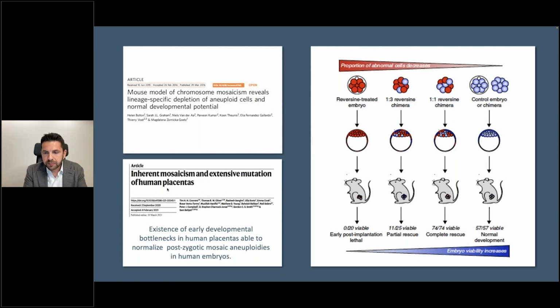And also, as it has been supported by independent evidence about the existence of early developmental bottlenecks in human placental development that can normalize post-zygotic mosaic aneuploidies in human embryos. As an alternative explanation, of course, we also have to acknowledge that some of these intermediate copy numbers may just be the result of some technical variation, which is normal when working under clinical conditions.